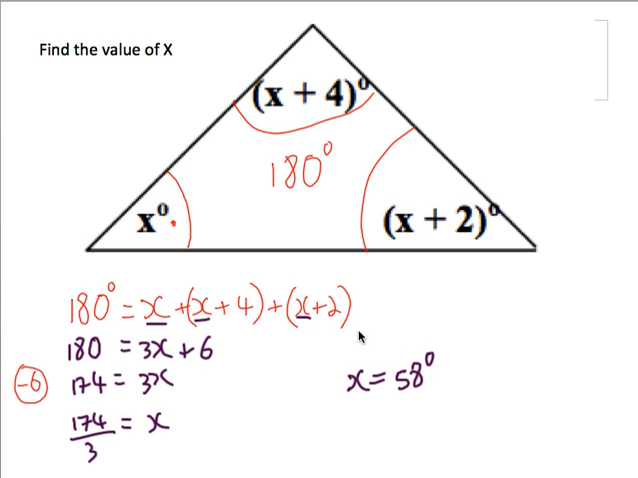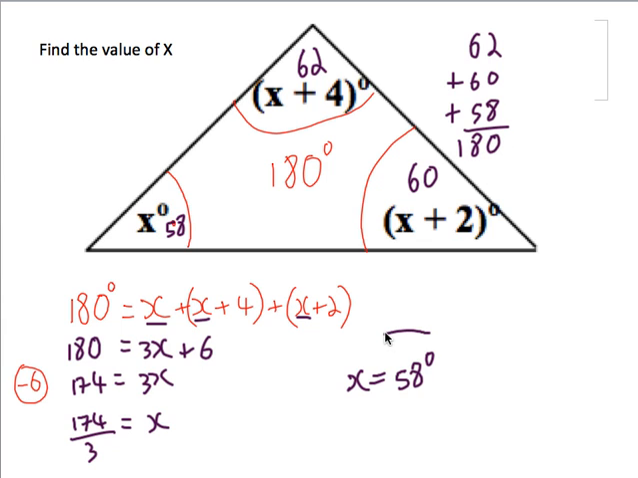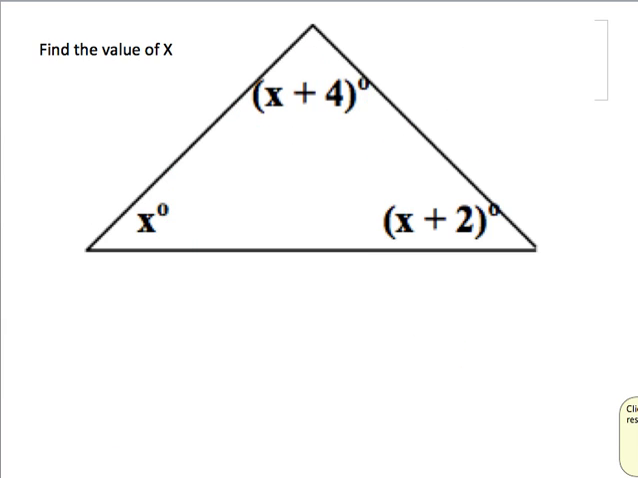Now, if I wanted to check that, all I would do is put it back into my equation. So I'd put 58 here. This is 58 plus 4, which is going to be 62. This is 58 plus 2, which is going to be 60. So 62 plus 60 plus 58 equals 180. So my answer, very simply, is x equals 58 degrees. Okay, we'll just do another example of this question.